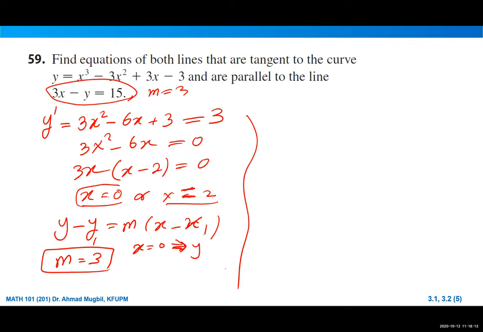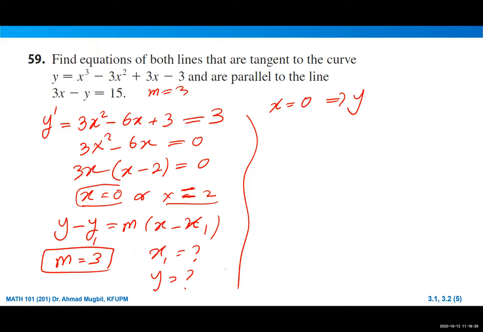Now it is important to substitute where. So now the question is, what is x1, what is y1? Now x1, when x equals 0, this is the first point. We will find y. Where? Here in the line or in the curve? In the curve. Why would we not use the line here? Because the line would be zero.